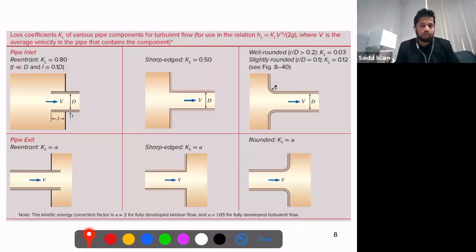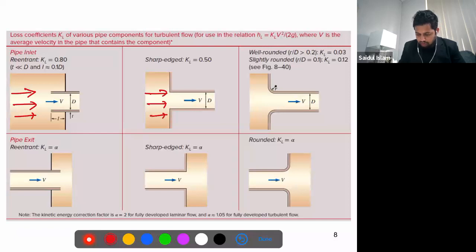Now here, look at this slide. During the exam, you do not need to do anything extraordinary, but you need to use these charts. This is the inlet, so the flow is going this way. So these are all inlets. In this case, for this pipe inlet, we say the loss coefficient is 0.8. When it is a sharp-edged face, what I was talking about earlier, if it is like this, then it is 0.5.